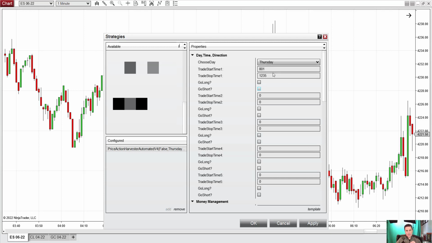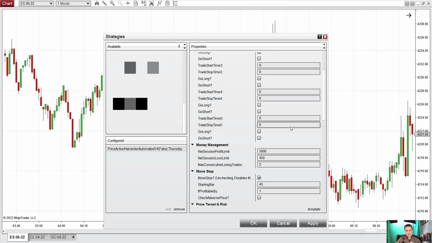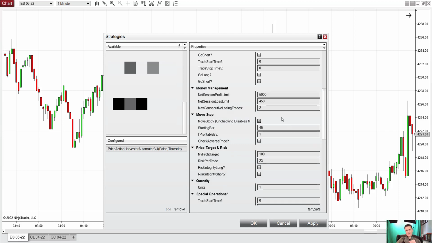So I just unchecked the typical strategy, which is this top part. You can leave this the same. You can zero it out if you want to, or just leave the time the same. It's not going to go on because I've unchecked go long and go short. Okay, let's look at money management. All right, when it comes to special operations, in essence, you know that there's going to be volatility in the marketplace. So you're going to have to come up with some money here.